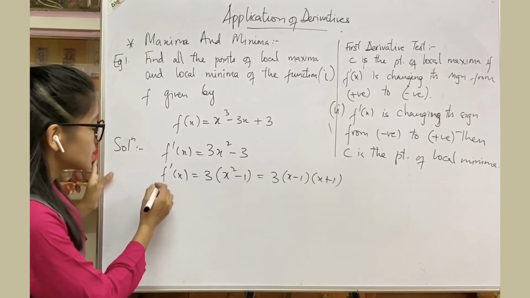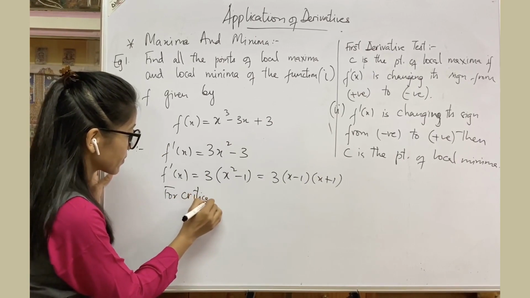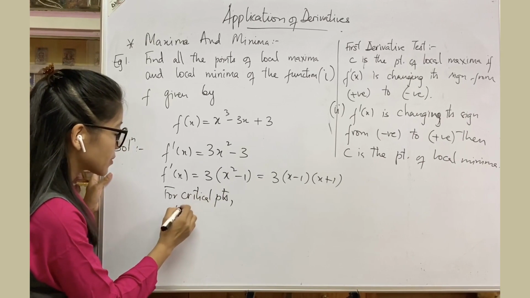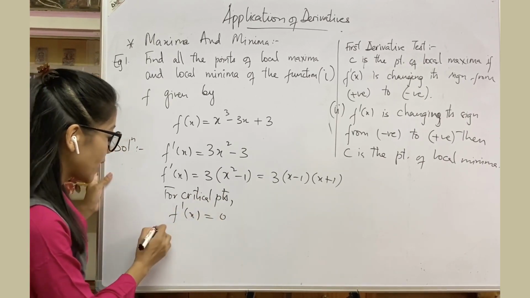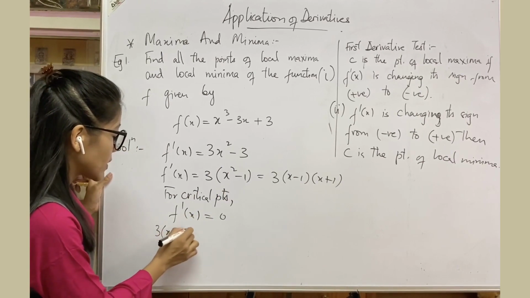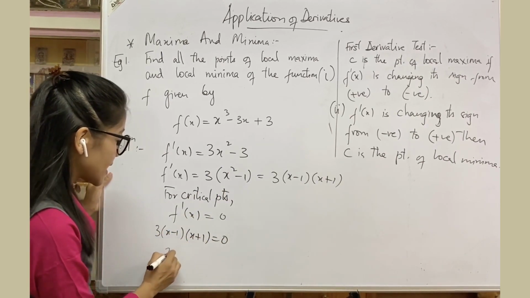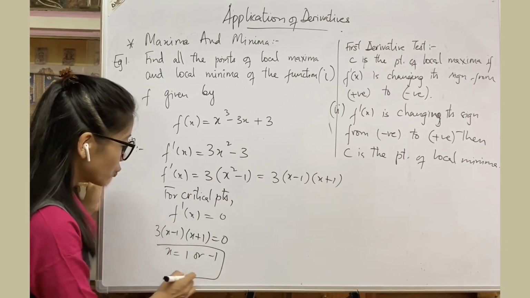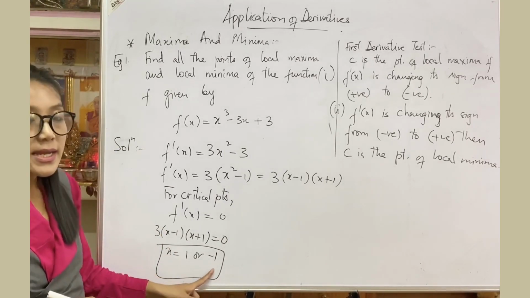Okay, after this, now for critical points, we have to find the critical points, and we know that at critical points we have f dash x equal to 0, right? So we have 3(x minus 1)(x plus 1) equal to 0, which means x is equal to 1 or x is equal to negative 1. So we get 2 critical points, 1 and negative 1.